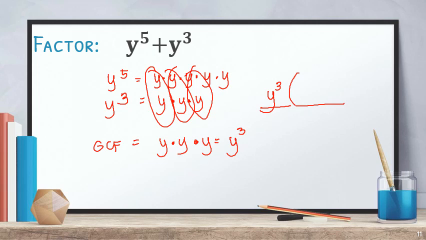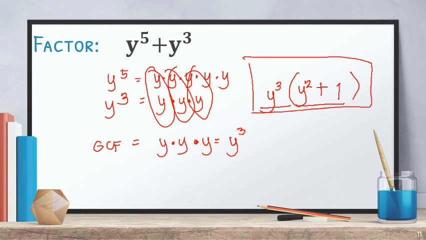And for the next factor or its cofactor, we will write here all the remaining factors of y raised to 5 and y cubed. So for y raised to 5, we have y multiplied by y, so we have y squared. And for y cubed, since you can't see anything, we will write 1. So the operation used is plus. So we have y cubed multiplied by y squared plus 1.